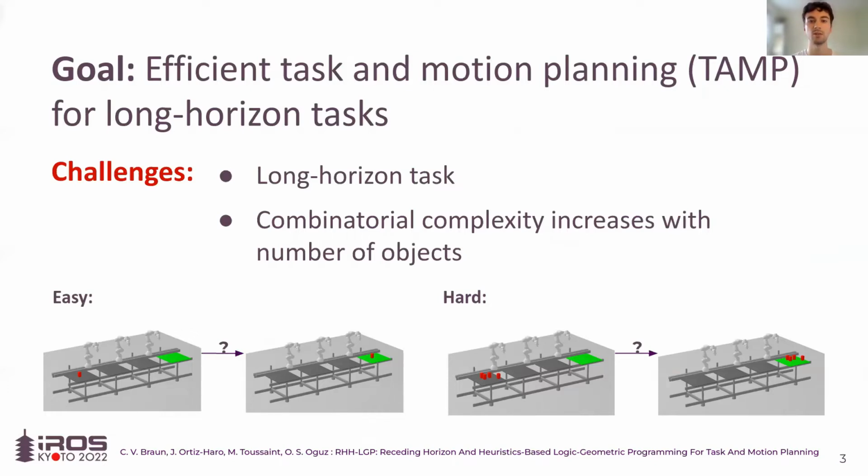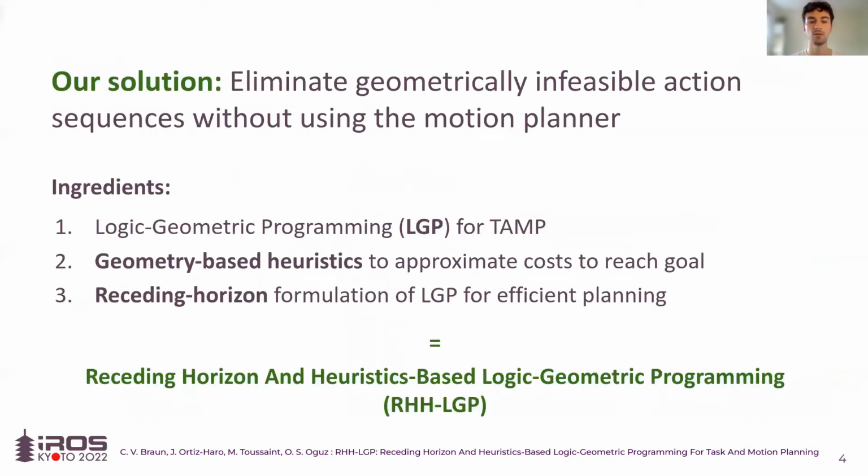Our goal in this work is to overcome these difficulties and enable long-term planning in tasks with multiple agents and objects. Our framework for this is built on the logic geometric programming paradigm for task and motion planning, which we abbreviate by LGP. We improve LGP by using geometry-based heuristics that approximate the remaining costs to reach the goal for a given symbolic state.